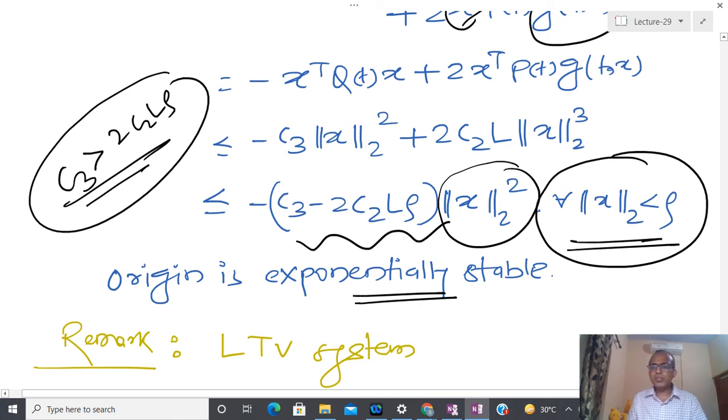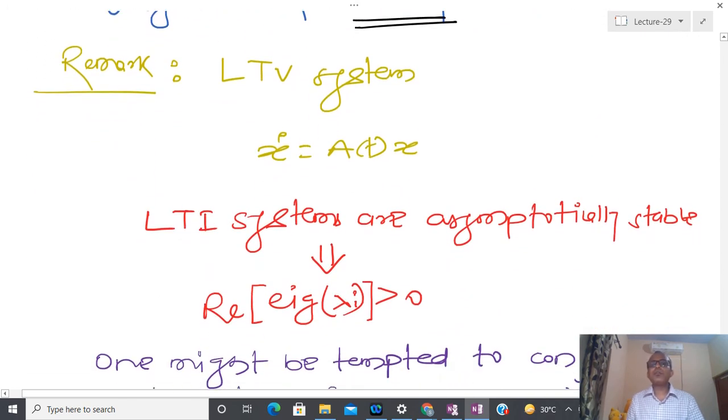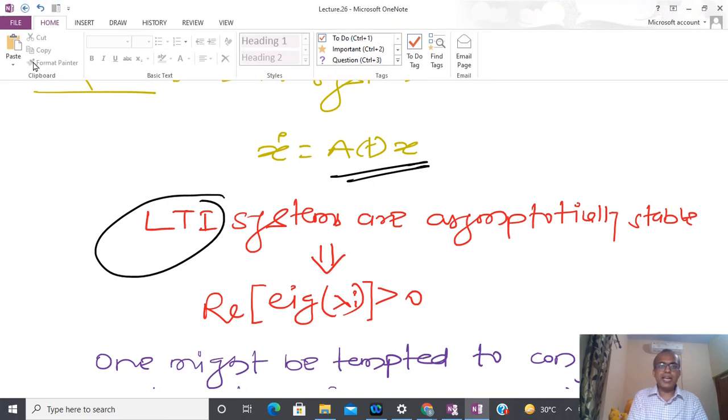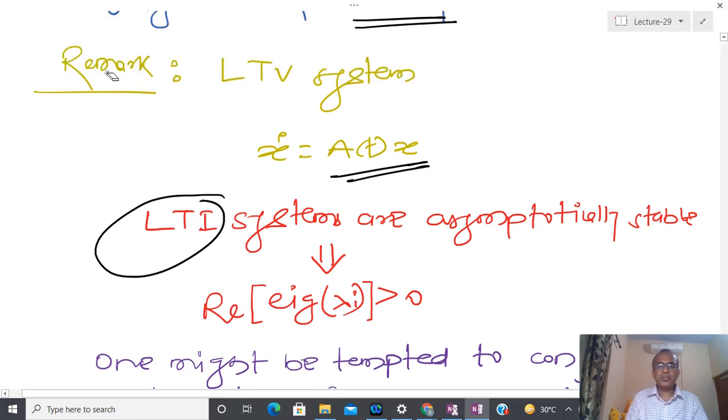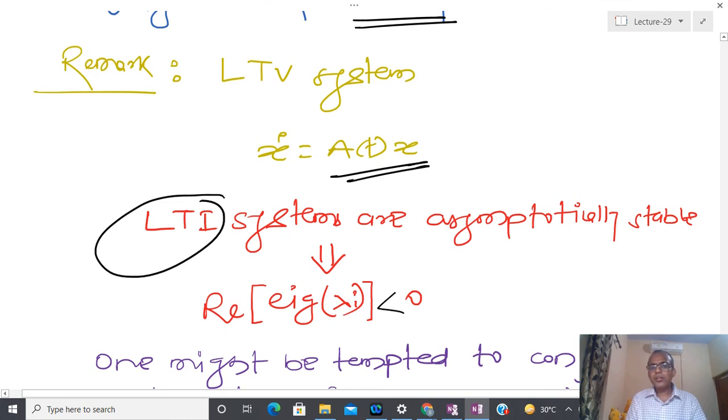Okay, now the last part is a little more interesting. The last part is telling that suppose you have a linear time varying system like this. So for a linear time invariant system, we know if the real part, yeah, here I have actually kept the opposite sign, so I have to modify it. So here you can see that if the less than sign is here, so I am going to substitute here the less than sign. So suppose this is less than 0, then I can tell that x equal to 0.